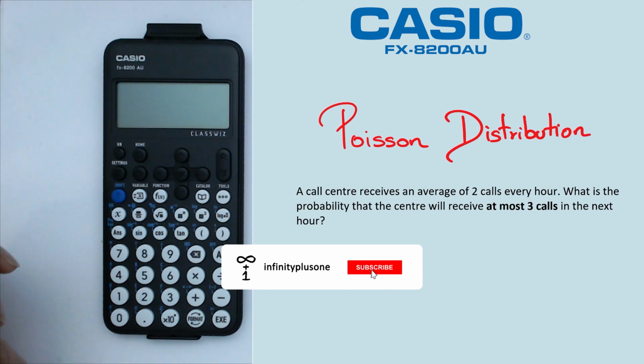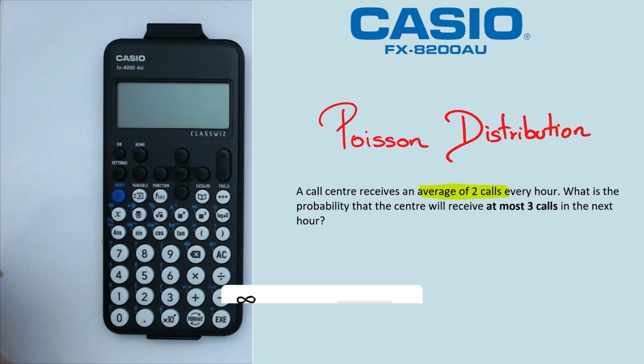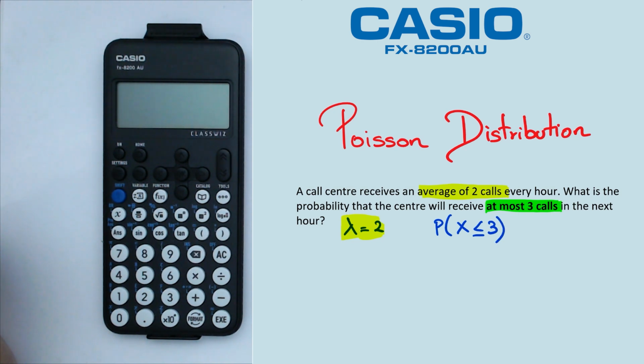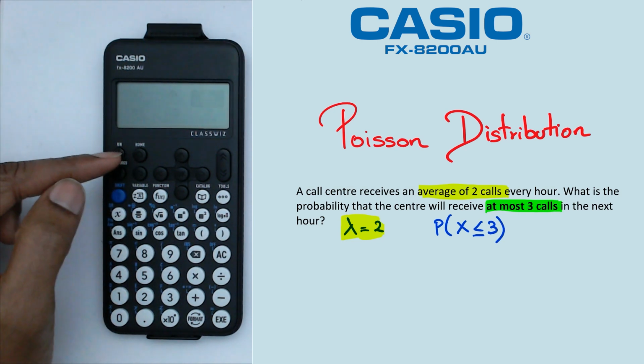Okay, so looking at this question, the first thing we need to pull out is the lambda. Now in this question, we've got an average of 2 calls every hour. So that means lambda is equal to 2. And then we're looking for the probability that the call center will receive at most 3 calls. If it's asking for at most 3 calls, then we're looking for the probability of x less than or equal to 3.